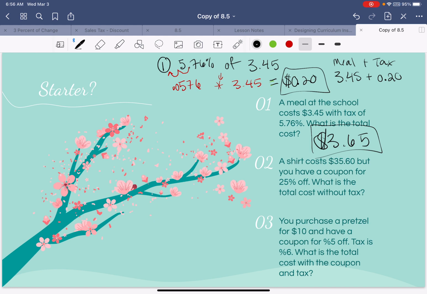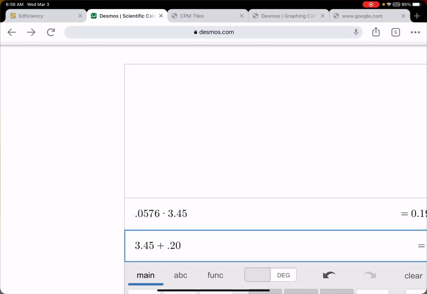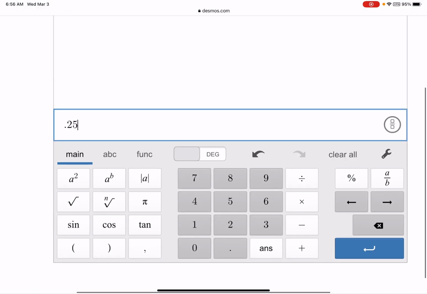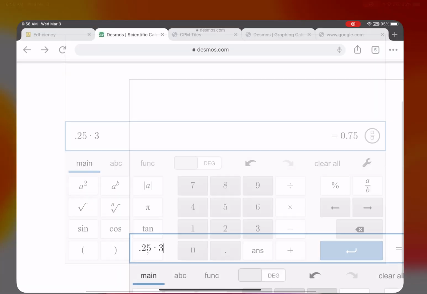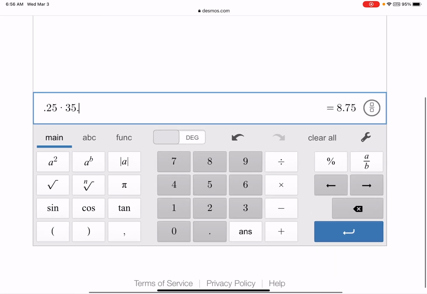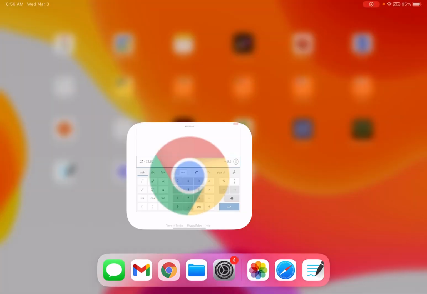Okay, a shirt costs $35.60, but you have a coupon for 25% off. What is the total cost without tax? So our first step is to say, well, what is 25% of the cost of the shirt? So we're going to move our decimal over 2 places. So we're doing 0.25 of means to multiply, $35.60. We come down to our calculator, 0.25 times 35.60. And we get $8.90.